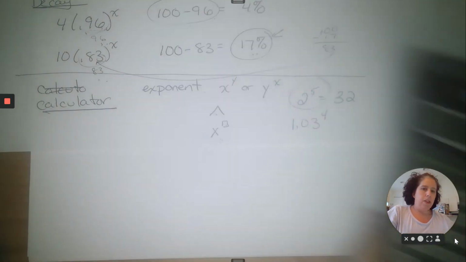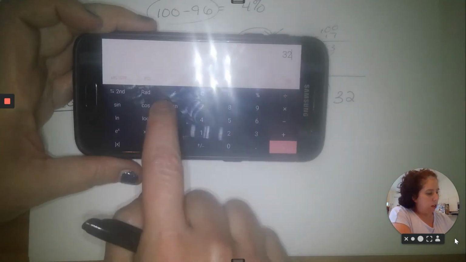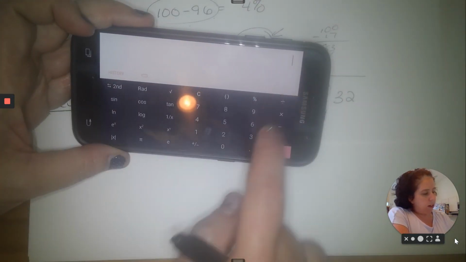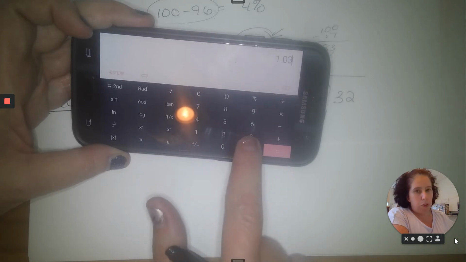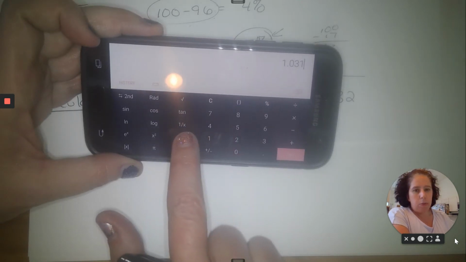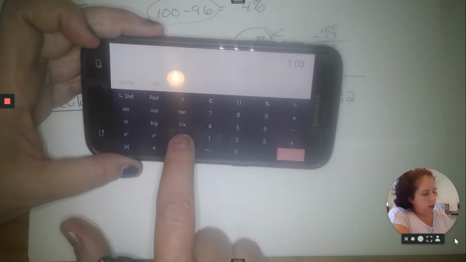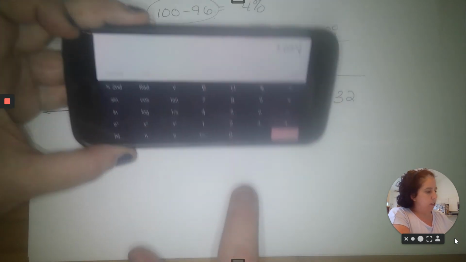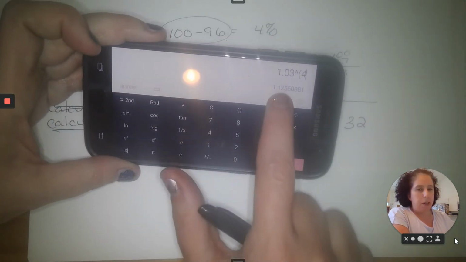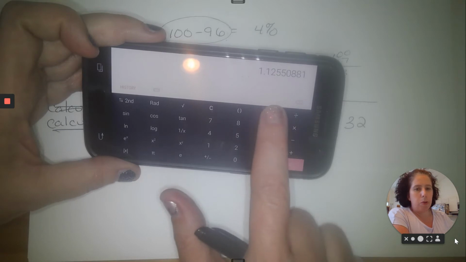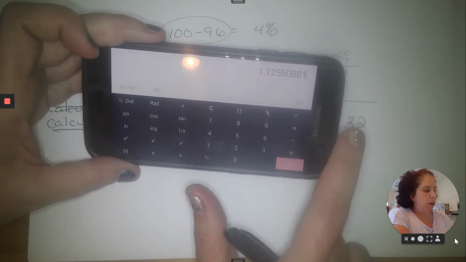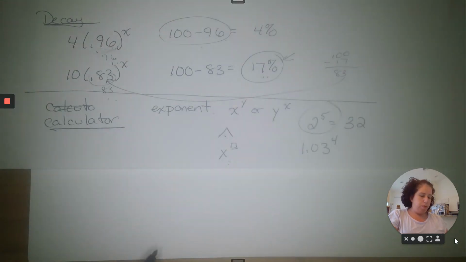And I can get the same thing on this one. Let's back that out. So 1.03. We're going to use the exponent button, to the 4th power. And I'm going to get that same answer right there, 1.125508881. So make sure you know how to use your calculator.